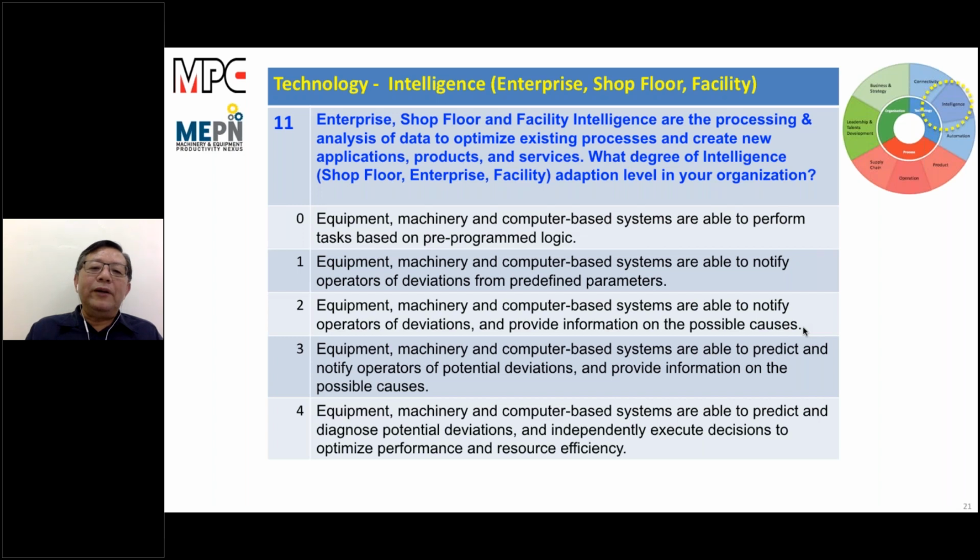Number 4 is that the equipment and machinery and the computer-based system are able to predict and diagnose potential deviations, and also independently execute decisions to optimize performance of the resources and efficiency. This is a very high level because this is similar to what we call autonomous. We hand over our authority to the machine to make decisions. Like an autonomous car, we hand over our driving authority to the car. The car will take over the authority and drive. So that is called autonomous.